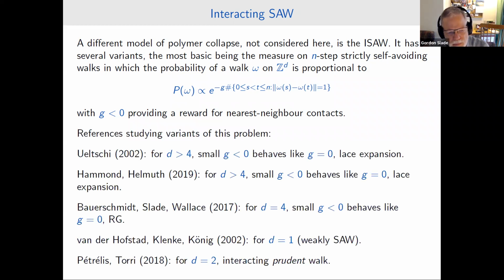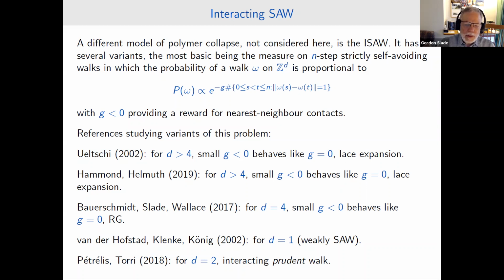And there has been a lot, here are a few references. There's a much bigger literature on this, but specifically for this model, Ueltschi proved almost 20 years ago that for d greater than 4 and small negative g, so that means very little attraction, the walk behaves as if there was no attraction at all. So that is that the collapse doesn't take place for small negative g, if d is greater than 4. And he proved that using the Laplace expansion.